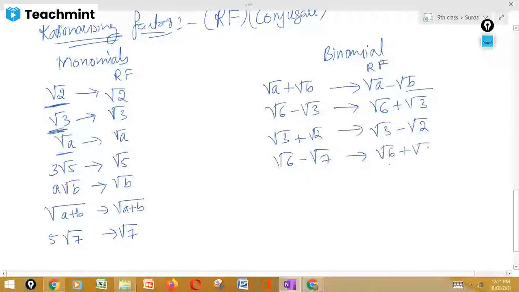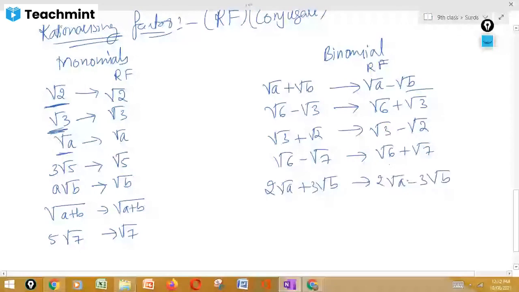Now see, up to here the binomials I have taken all have unit coefficients, meaning the coefficient is 1. Now I am going to have some changes, that is 2 root A plus 3 root of B. Anybody can tell me the conjugate or RF of this? Listen to me. When it is a case of a binomial, you have to include the coefficient. That is the change from monomial to binomial. Your conjugate will be 2 root of A minus 3 root of B. Hope you got this.